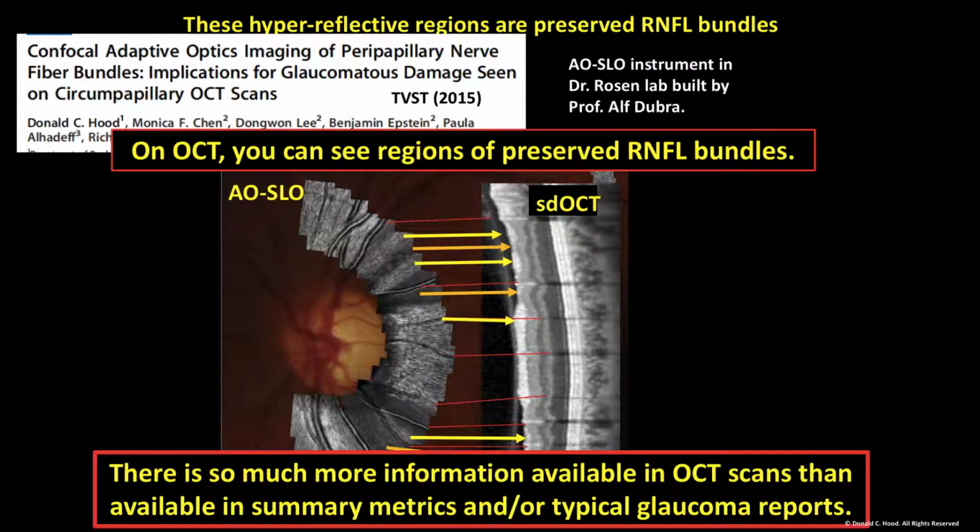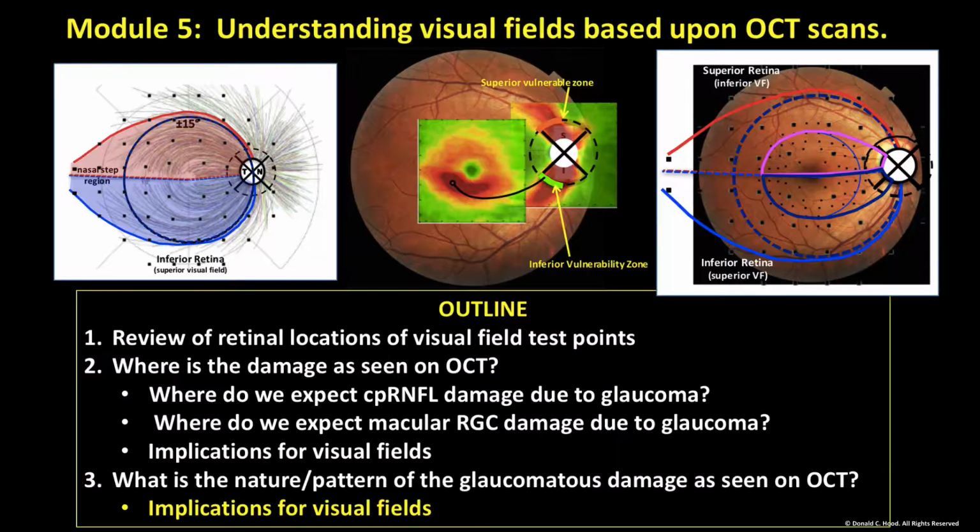The point I'm trying to make is that there is so much more information available in OCT scans than in summary metrics and typical glaucoma reports. Right? And as I'll repeat later in this series of lectures, we should be looking at these images.